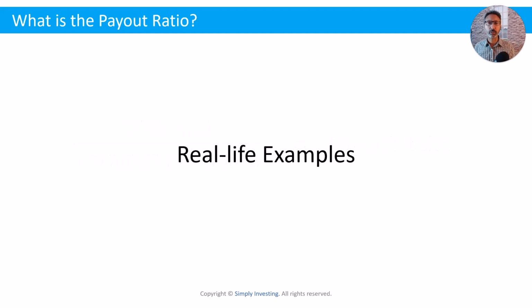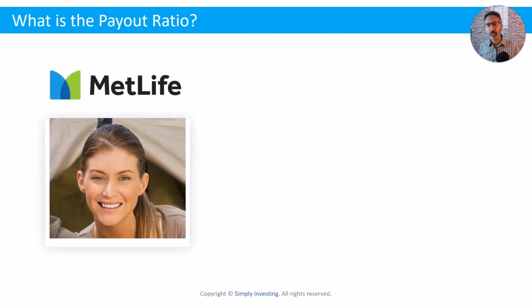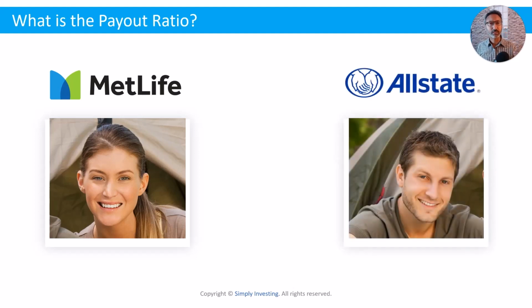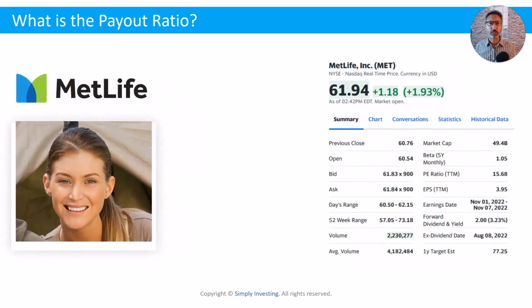Let's take a look at two real-life examples. Jill is interested in investing in MetLife. Jack is interested in investing in Allstate. So they're going to take a look at the payout ratio for both of these companies. Let's start with Jill. She's going to go to any website that gives you stock prices. In this example, I'm using Yahoo Finance.